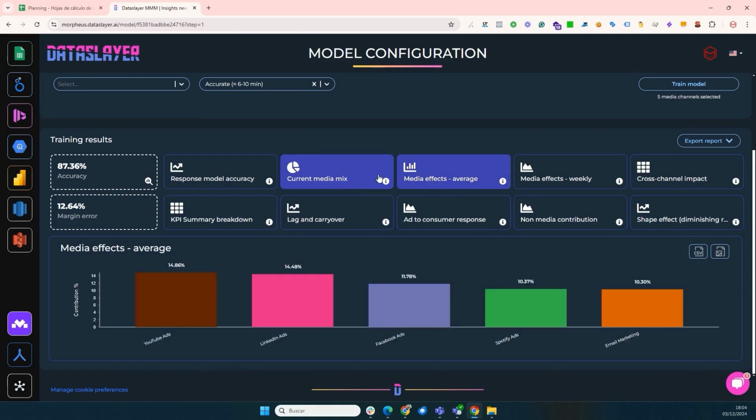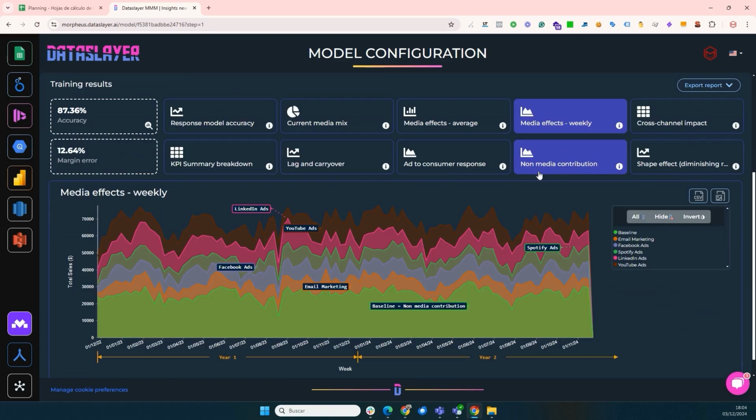The next thing we're going to look at is very similar to what we saw earlier. In fact, before we looked at media effects, and now we're looking at media effects weekly, which shows the contribution by week. In this case, we simply see the total sales attributed to each of the channels over this time period by week, considering that we're looking at a total of 2 years.